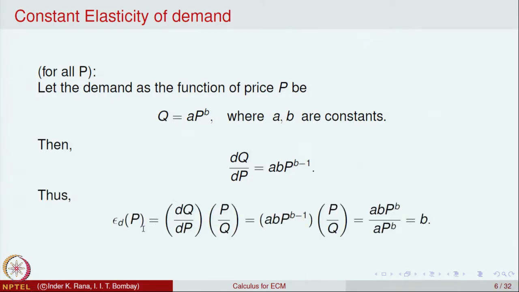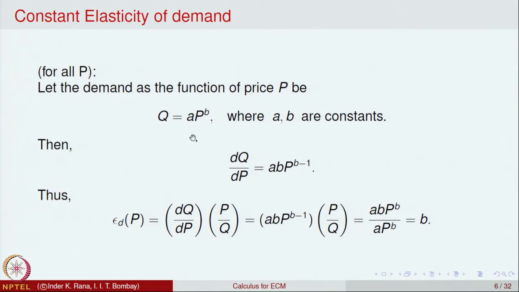So, the coefficient of elasticity at the price p is dq by dp, the derivative, into p by q. So, this value is a b p raised to power b minus 1 into p by q. So, p and p give you p raised to power b by q, and q is also equal to a p raised to power b. So, that is equal to b. So, the coefficient of elasticity of demand at any price p is the same value, equal to b, a constant for the power function.